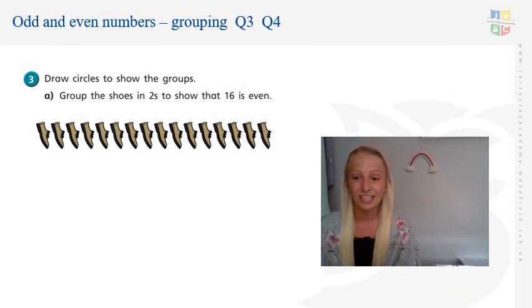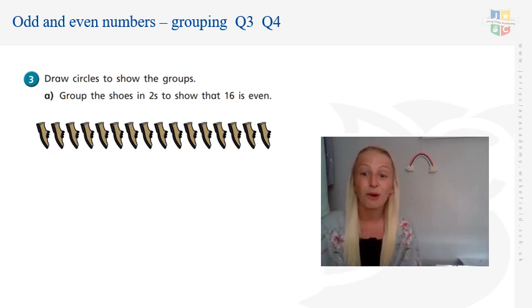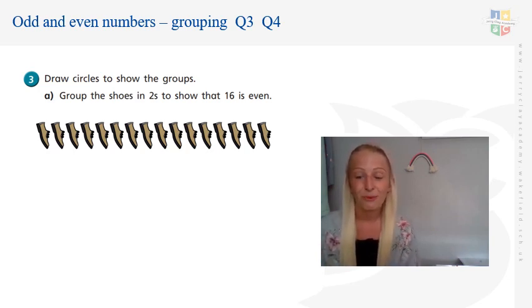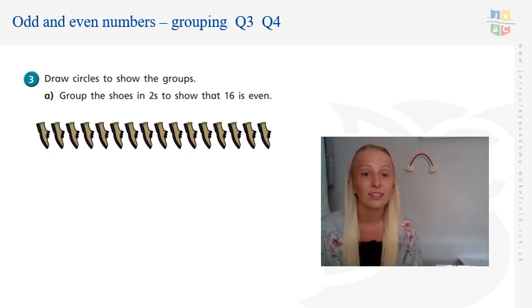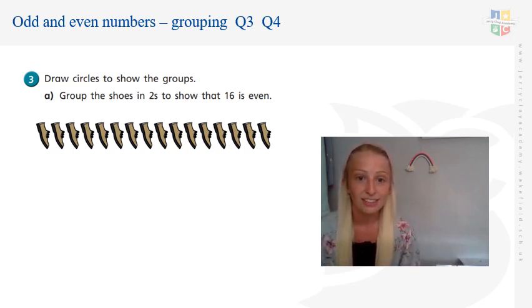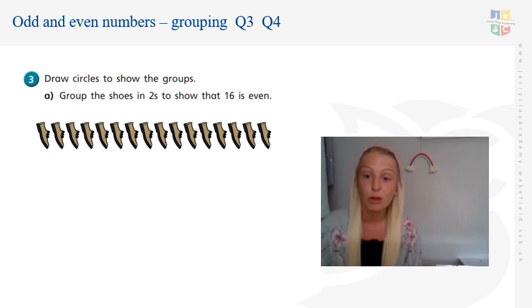Fantastic! I love to see you using resources from home to represent your working out. It's brilliant to see. Okay, so now we're going to use that same technique, but now using it onto pictures. So draw circles to show the groups. Group the shoes in 2s to show that 16 is even. So I'm grouping it in 2s to show that it's a multiple of 2.